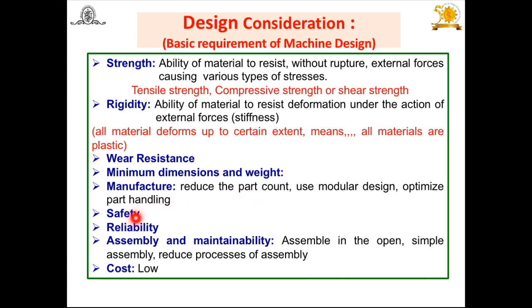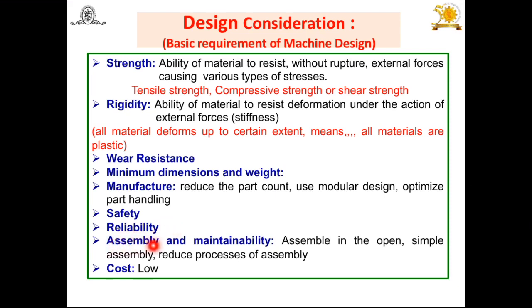Then safety. Safety means the shape and dimensions of the machine part should ensure safety to the operator. That is the consideration. Then reliability. Reliability means the probability that a machine part will perform its intended functions under desired operating conditions over a specified period of time. How reliable this component is, that is important.